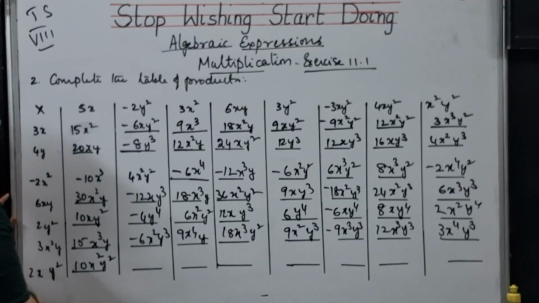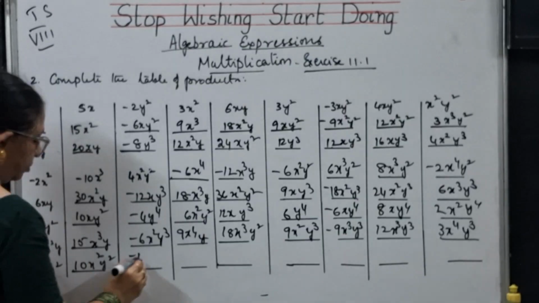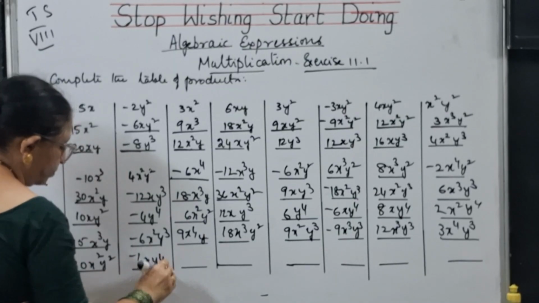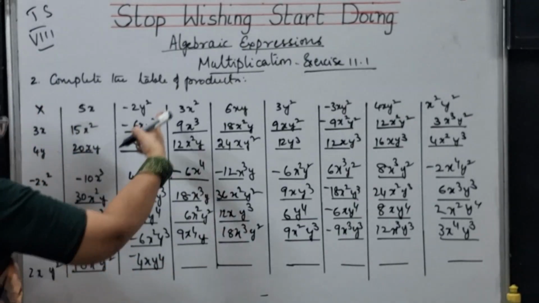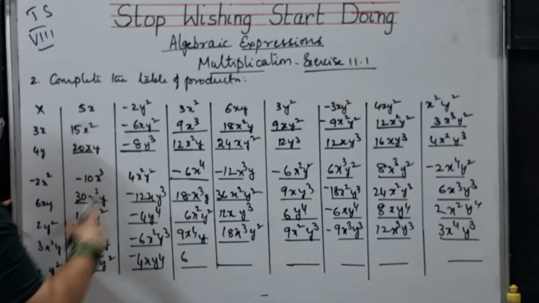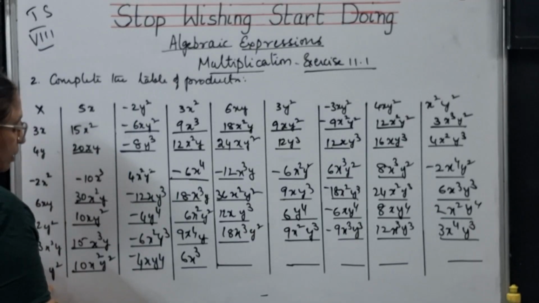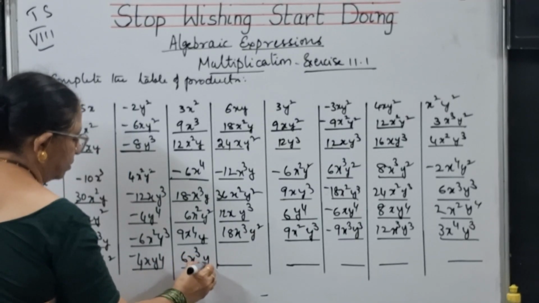Next, plus into minus is minus. 2 2s are 4 x y to the power of 4. Next, plus into plus is plus. 2 3s are 6 x into x square, x cube y square. That's all.